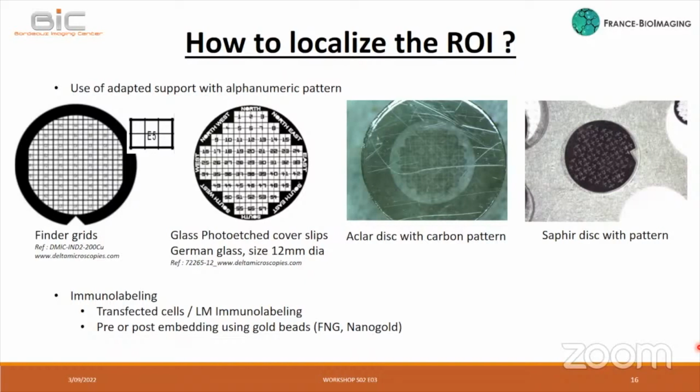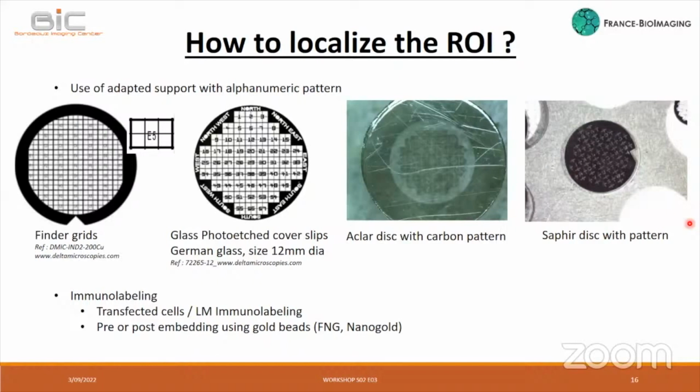And on Aclar and sapphire discs, we make ourselves a carbon replica from a grid or from a disc with an alphanumeric pattern. And this carbon replica plays the role of the pattern. So with this alphanumeric pattern, we are able to localize the same number or the same letter, and so the region of interest. Of course, the immunolabeling is another tracer to help us.